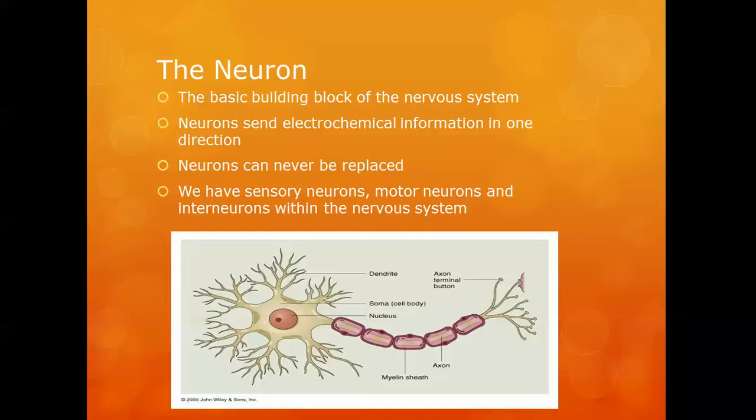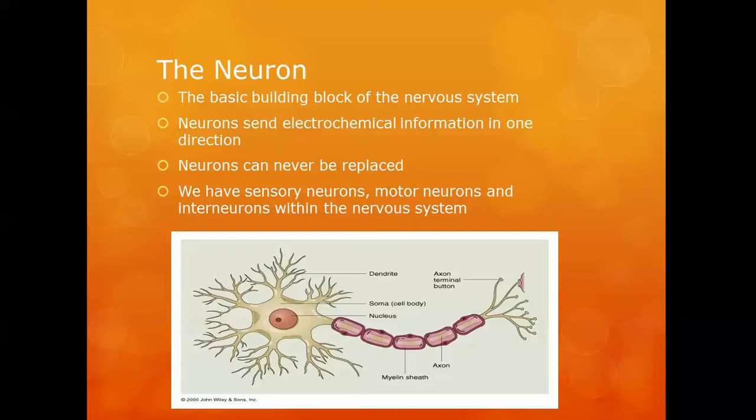So in terms of the dendrites, the soma, wouldn't hurt to know the nucleus, but I don't think that would be on an exam. The axon, myelin sheath, and you can see here it's called the axon terminals, but we know I also call them the synaptic terminals or the synaptic buttons. So just make sure you know where they all are.